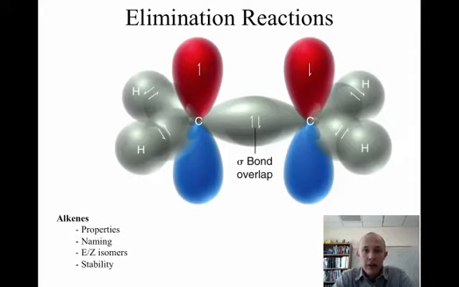In the next section, we're going to be talking about elimination reactions, which are reactions to make carbon-carbon double bonds. Those types of compounds containing those bonds are called alkenes. So in this lecture, we'll talk about properties of alkenes, how we name them, and different isomers and their stabilities.